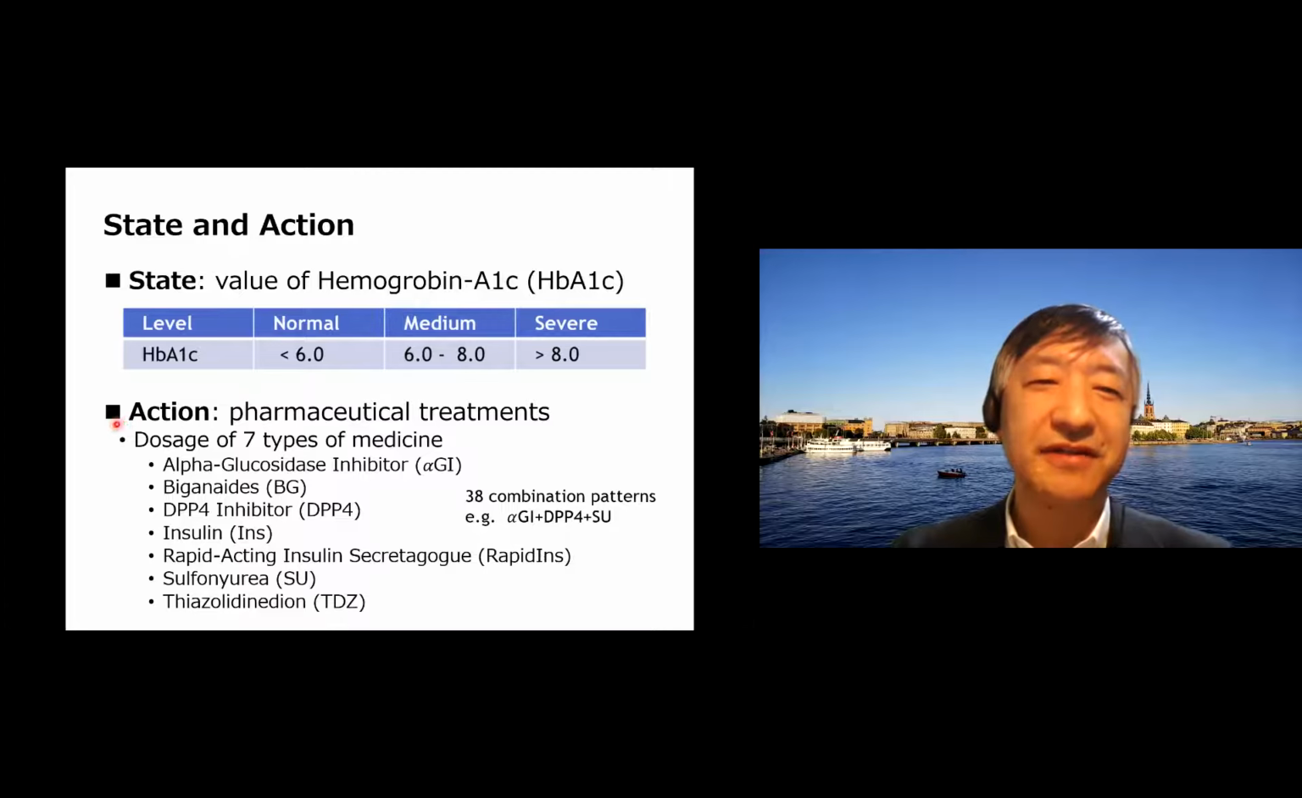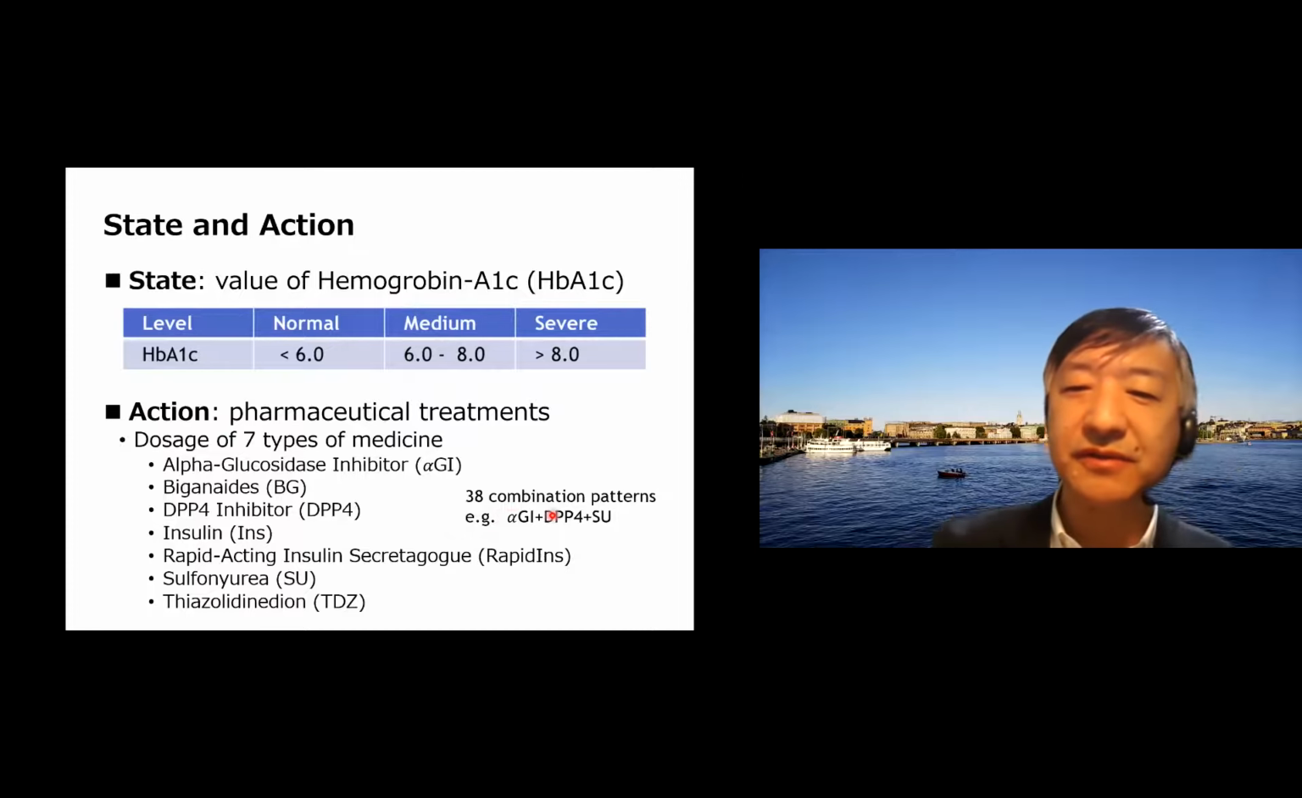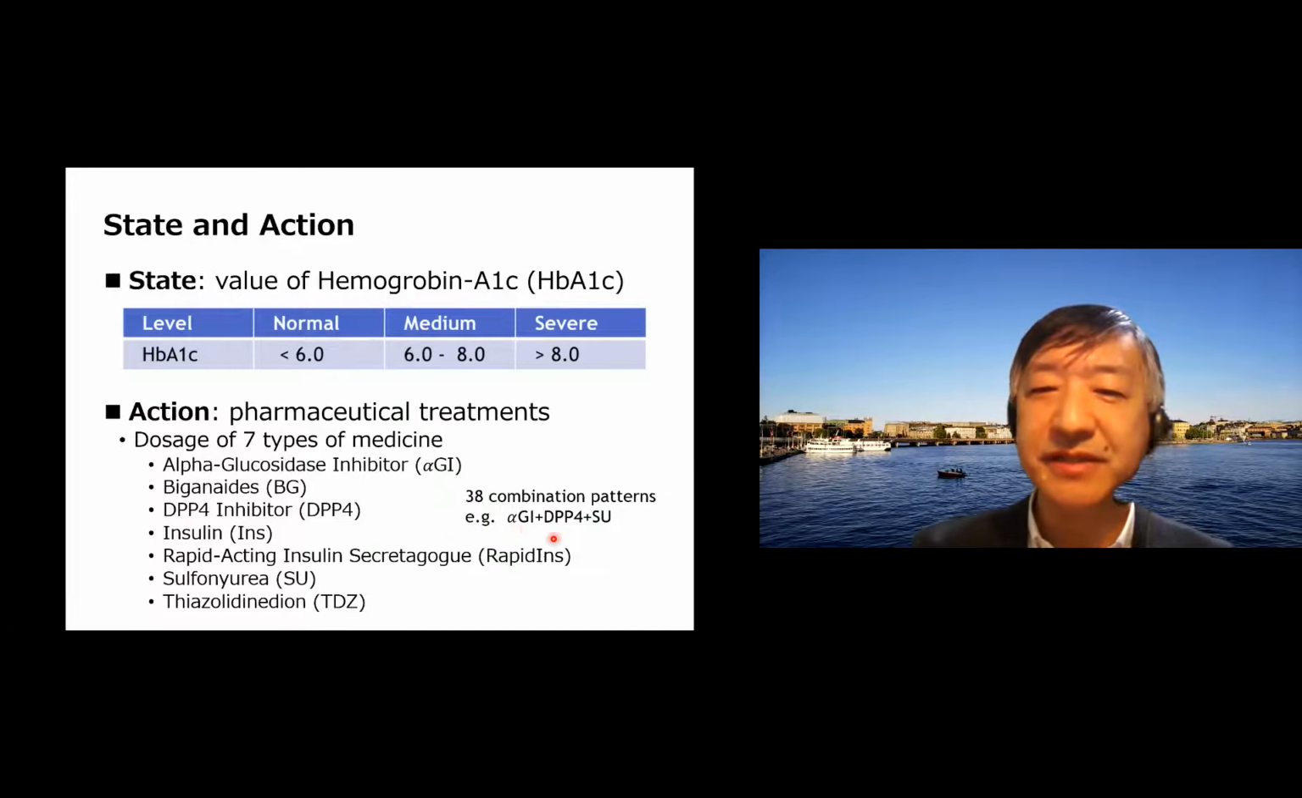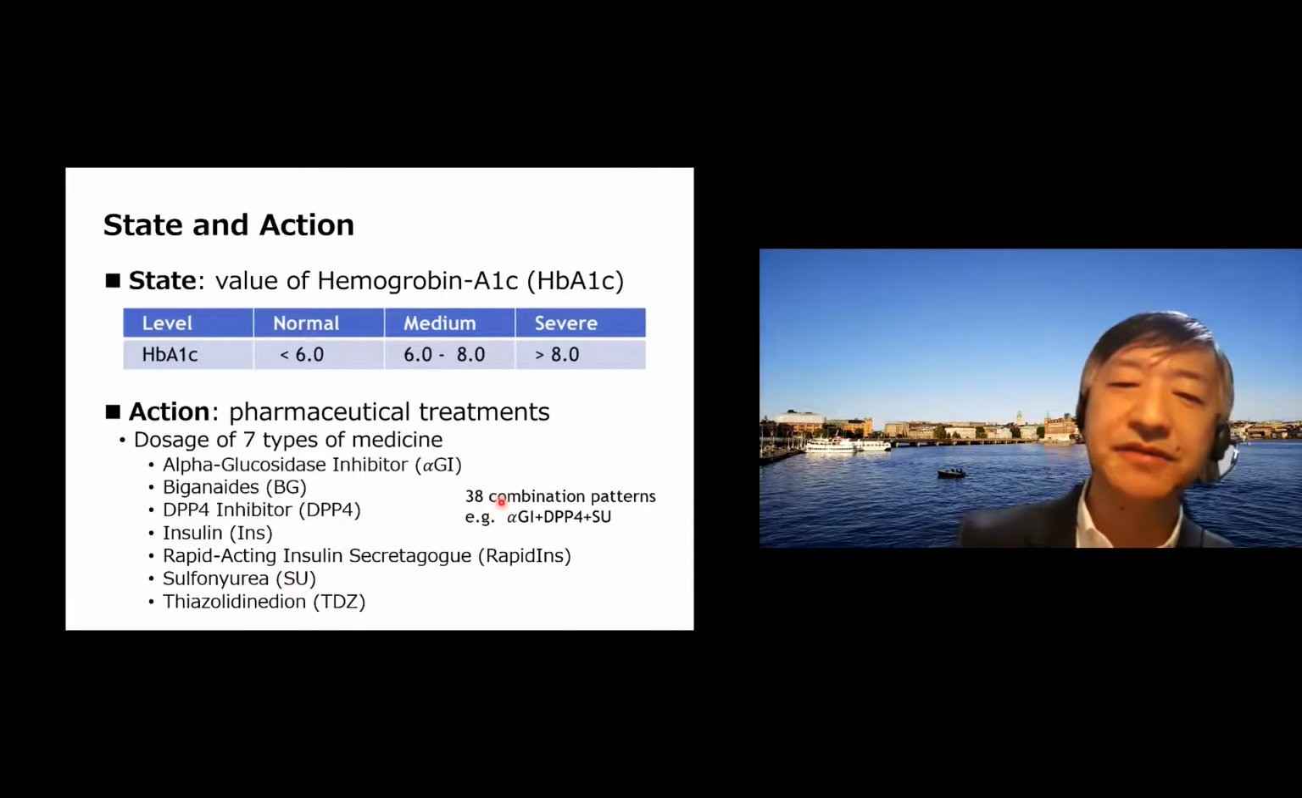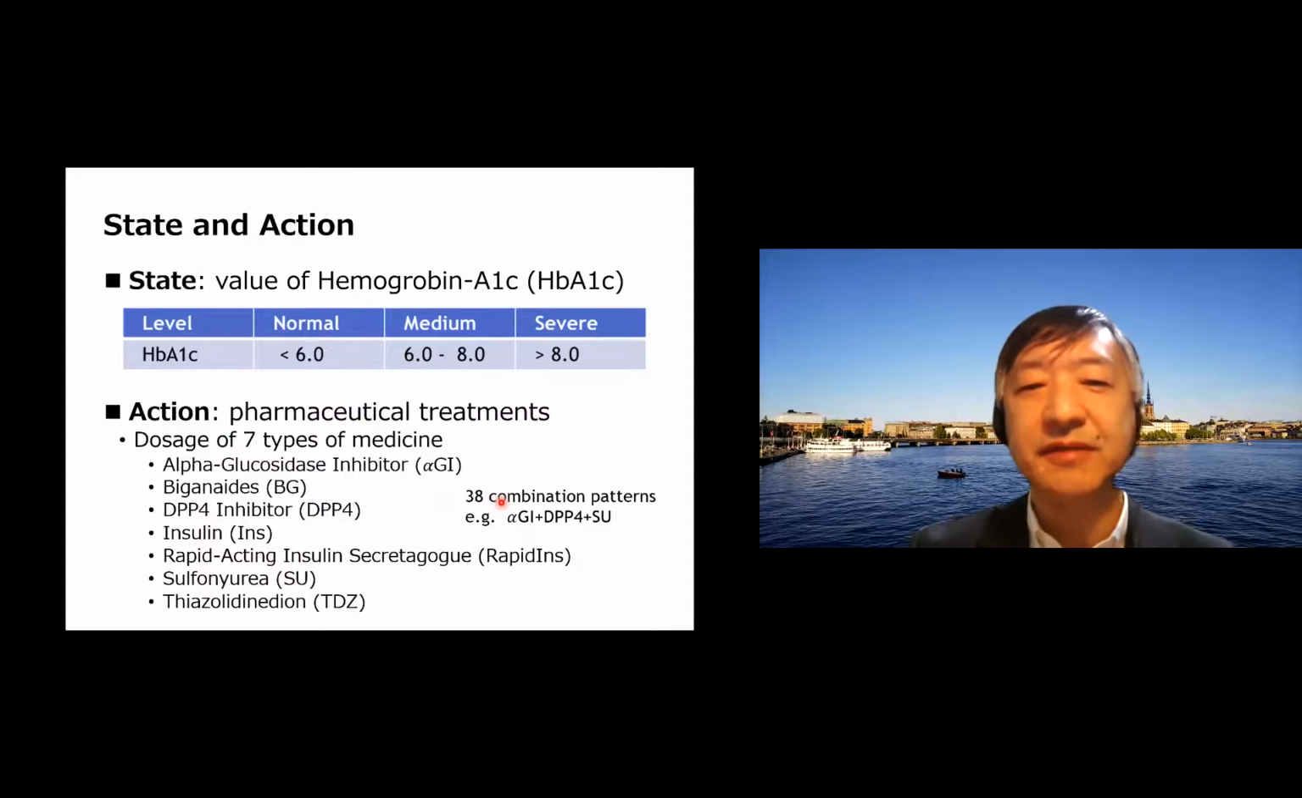And also, in this case, the action is a pharmaceutical treatment. So we considered the dosage of 7 types of medicine, this kind of medicine for medical treatment of diabetes patients. And we also consider combinations of medicine, so this kind of combination patterns. In total, we considered 38 patterns of dosage of medicine.